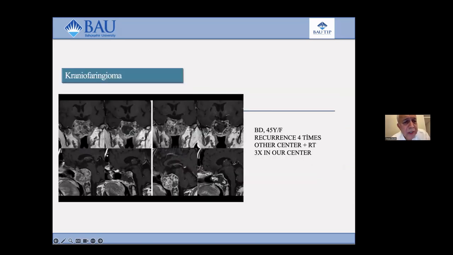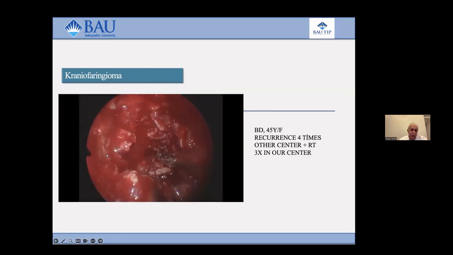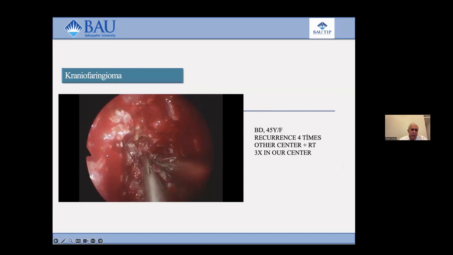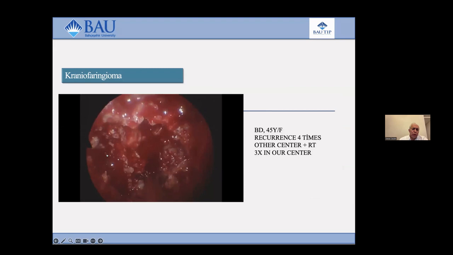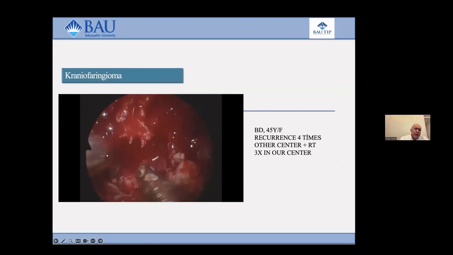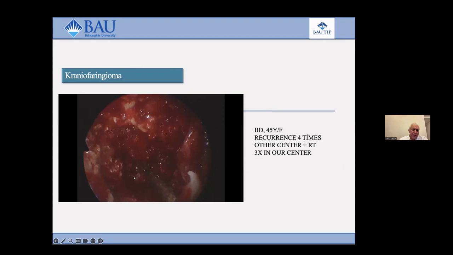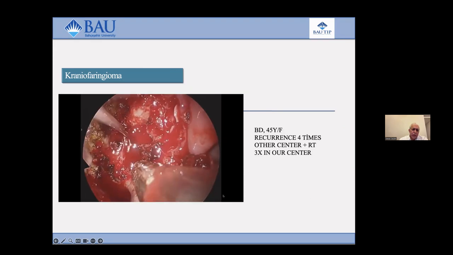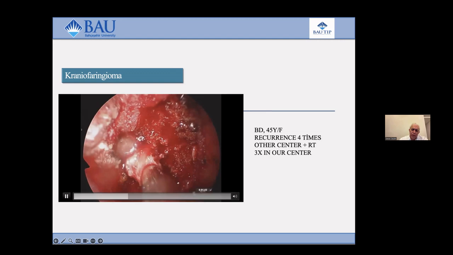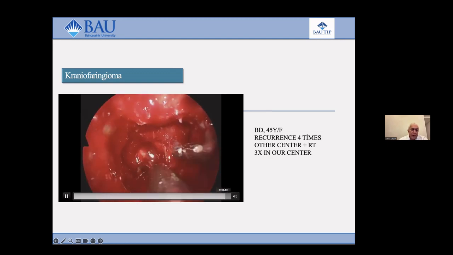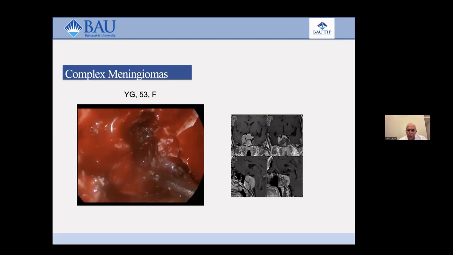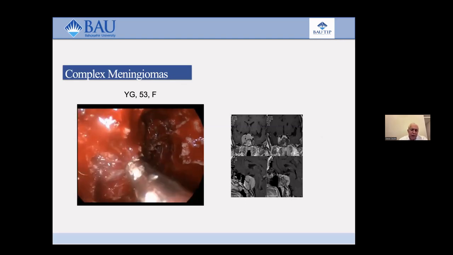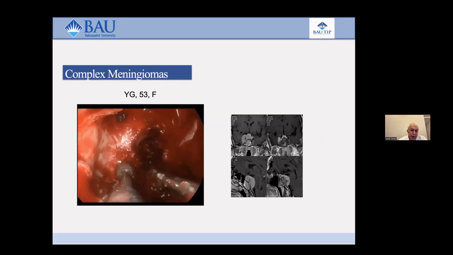The other pathologies, craniopharyngiomas. This case was operated on 4 times previously. We operated the last time, and this tumor was removed totally. This tumor extends to the craniocervical junction and odontoid tip. This tumor was resected totally. The other pathologies, complex meningiomas, are very difficult cases. This tumor extends to the cavernous sinus, sphenoid sinus, and prepontine area.